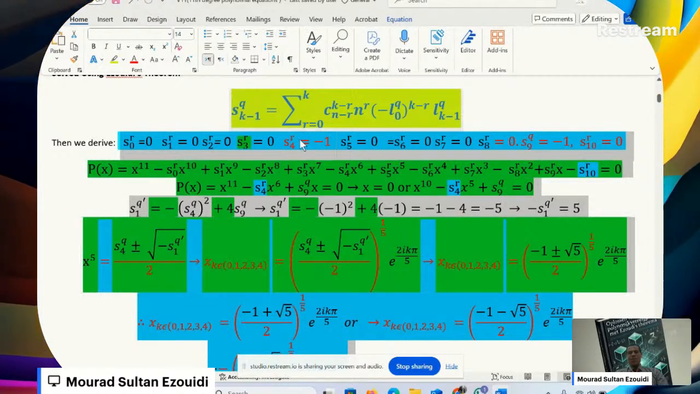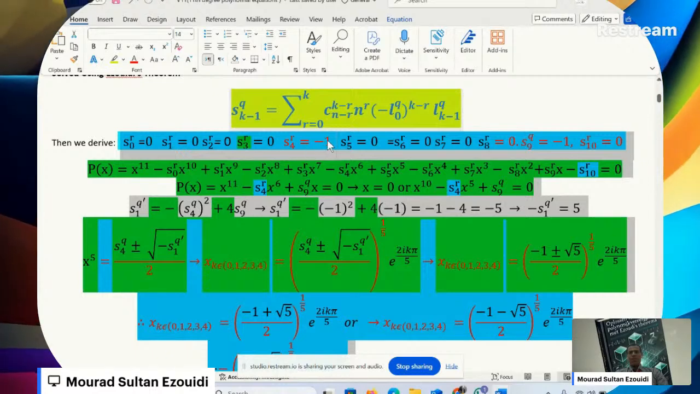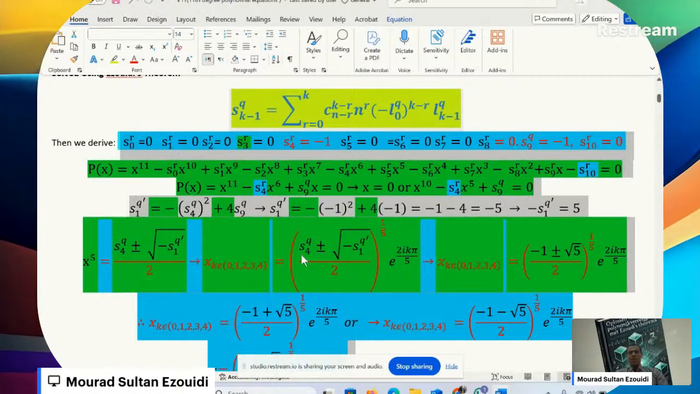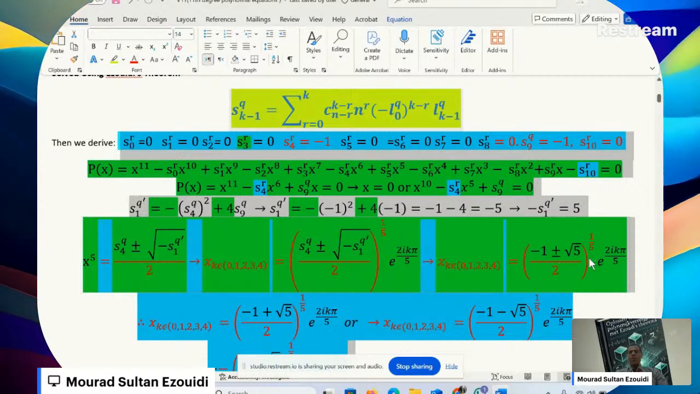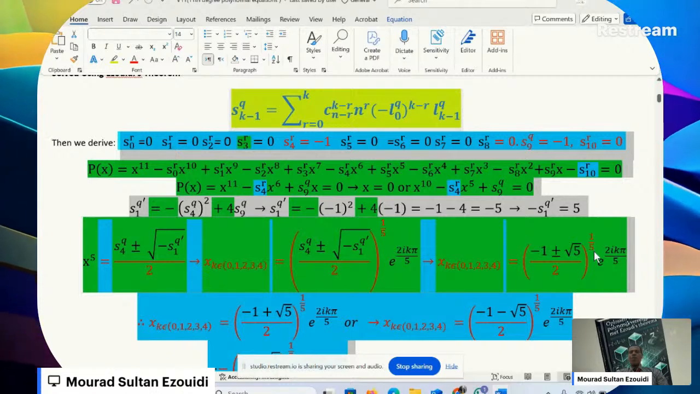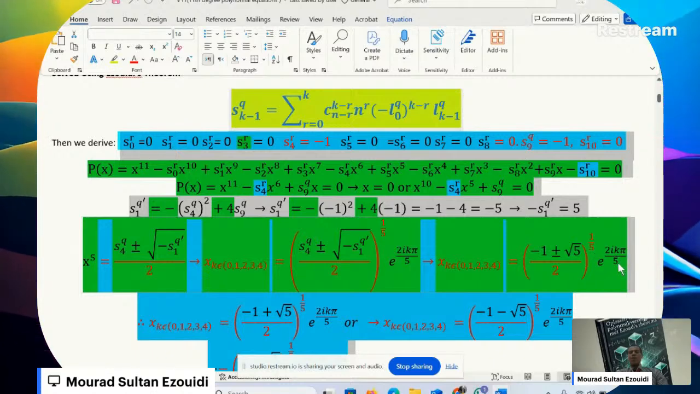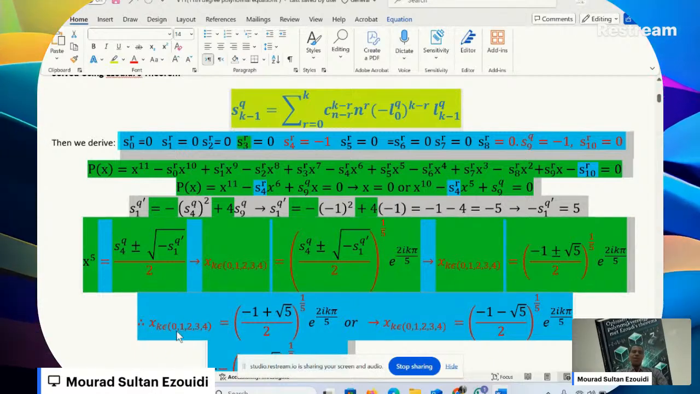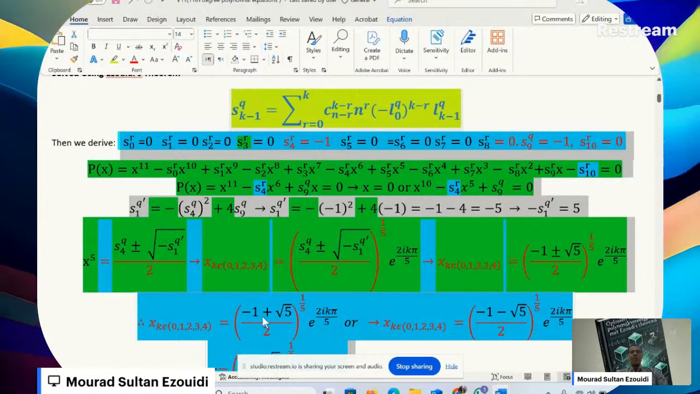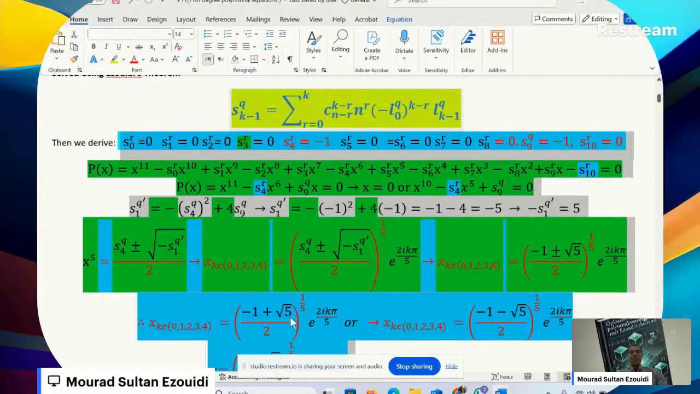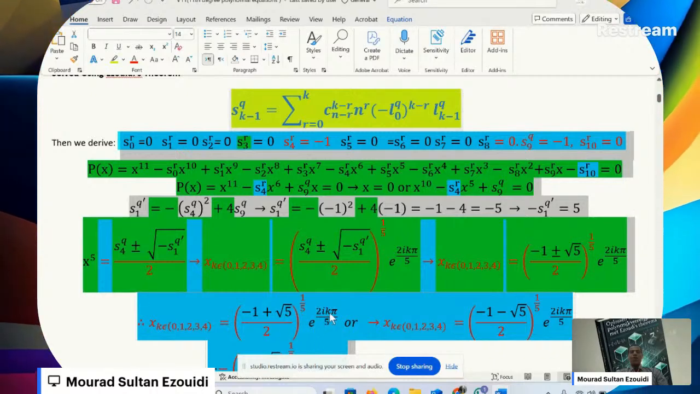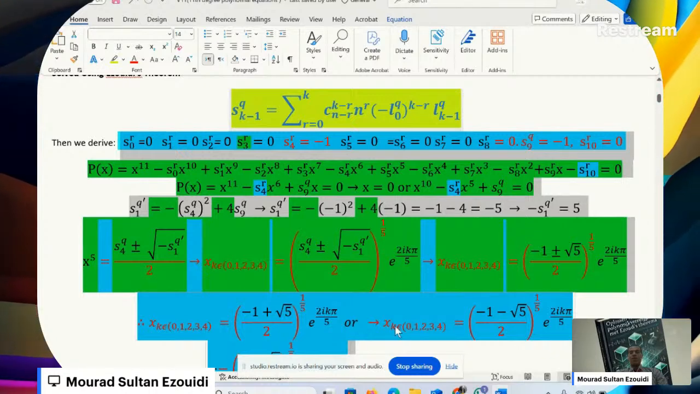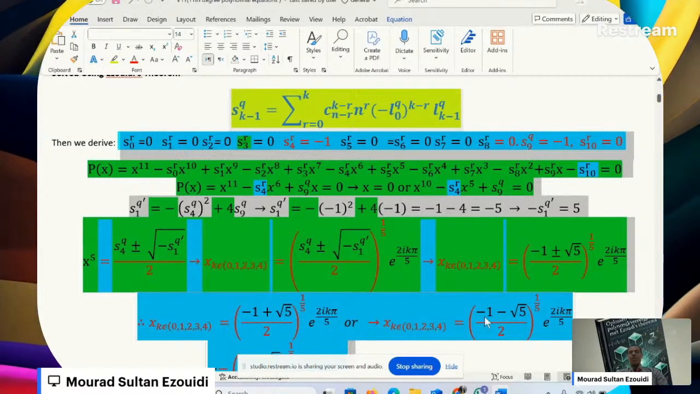This is s4. S4 is minus 1, because this is plus S4. S4 is negative 1 plus negative root of 5 divided by 2, all raised to the power 1 divided by 5, exponential 2ik pi divided by 5. Now put a positive sign and the other root a negative sign. So x from 0 to 4 is minus 1 plus, because this is plus negative root of 5 divided by 2, raised to the power 1 over 5, exponential 2ik pi divided by 5. Or x subscript from 0 to 4 is equal to minus 1.